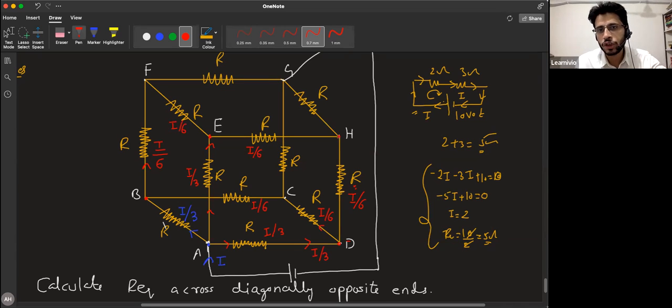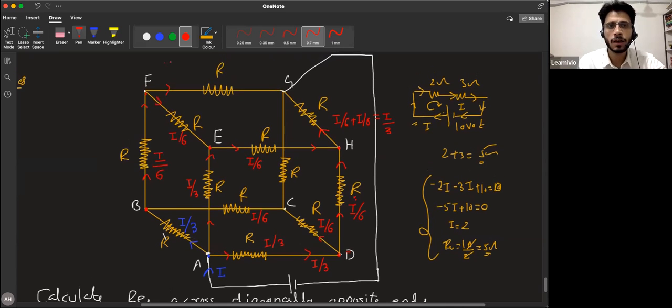Now, let's see this point H. Two currents are entering over this point H. One is coming from E and another is coming from D. So what's the total current entering this point H? I by 6 plus I by 6, which is I by 3. Similarly here at point F, I by 6 is coming from B, I by 6 is coming from E. Both the currents combine here and you get I by 6 plus I by 6, which is equal to I by 3.